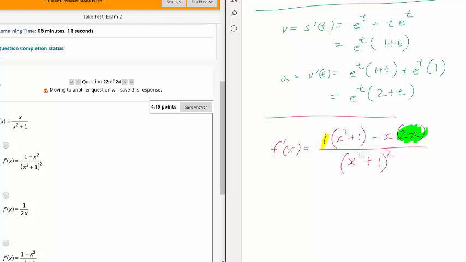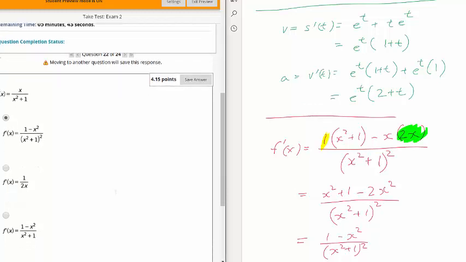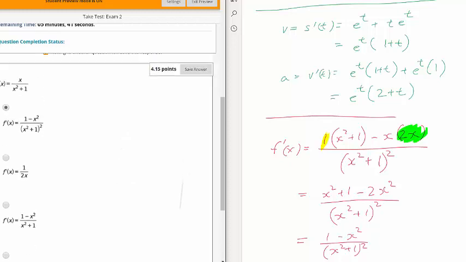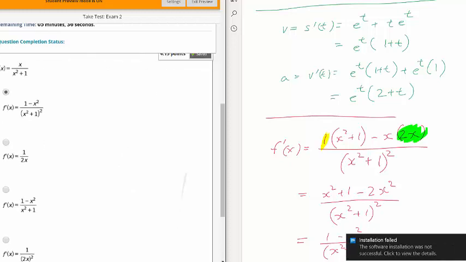Alright, so let's simplify this guy. So this is going to be x squared plus 1 minus 2x squared divided by the bottom squared. Right, and so that simply becomes 1 minus x squared over x squared plus 1 quantity squared. Looks like that's the answer right there. Alright, cool. Let's see, save answer. And let's go on to the next one.